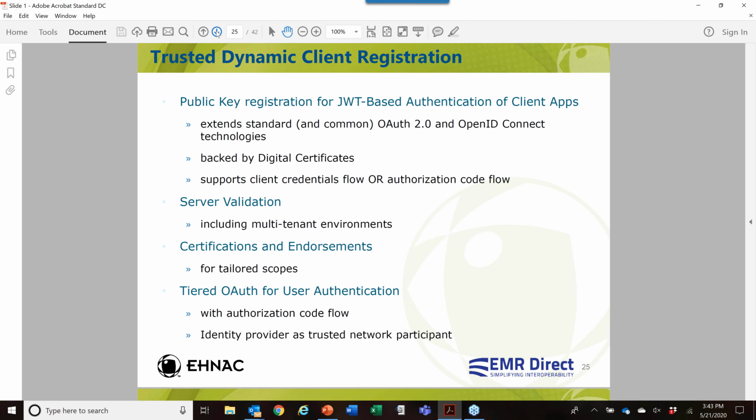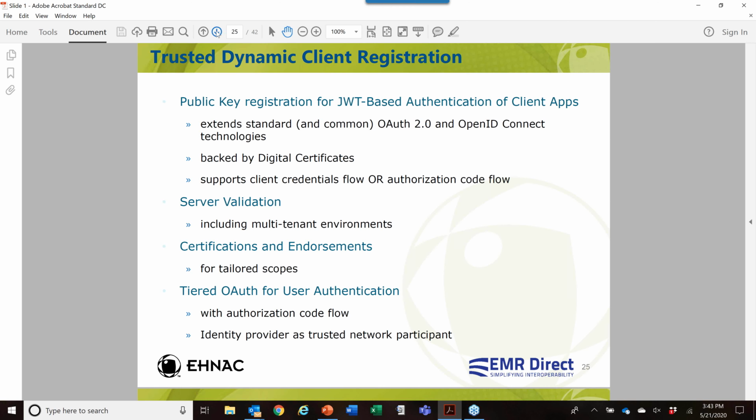For those of you who are very technical, the UDAP profiles are designed to work with both the client credentials and the authorization code flow workflows in OAuth, which is important because the CMS rule has two requirements, and the payer-to-payer data exchange we expect will typically be client credentials flow, and the patient access API we expect will best be solved with the authorization code flow. So this one framework handles both of those requirements.